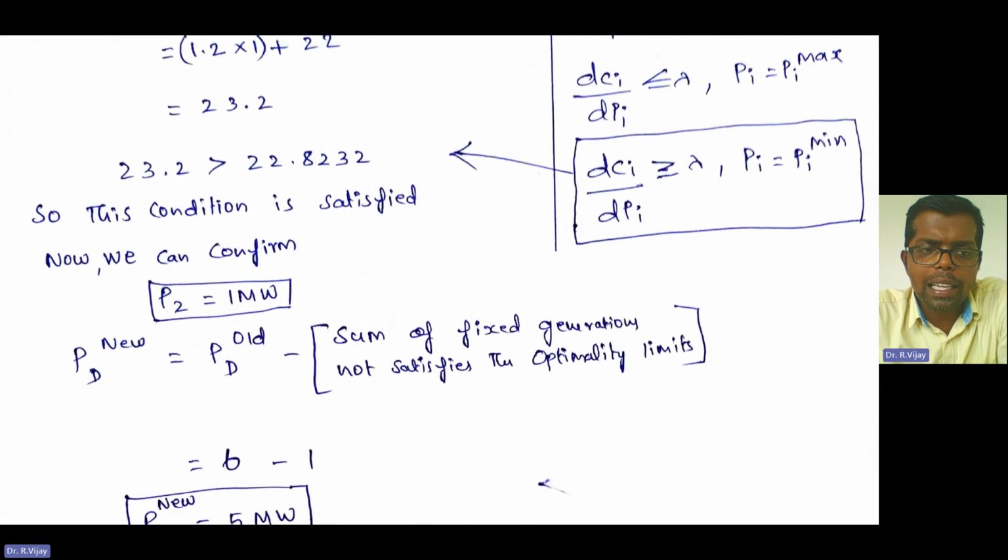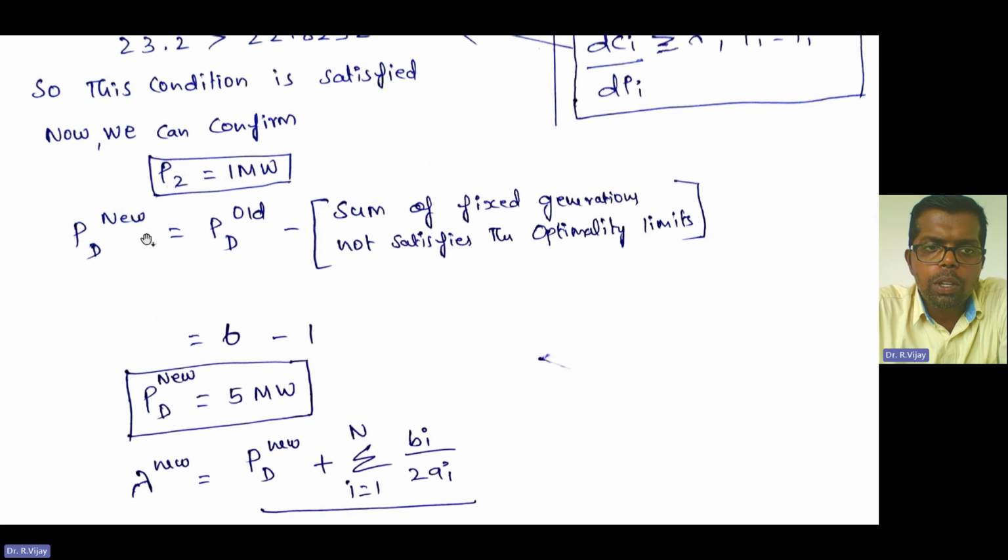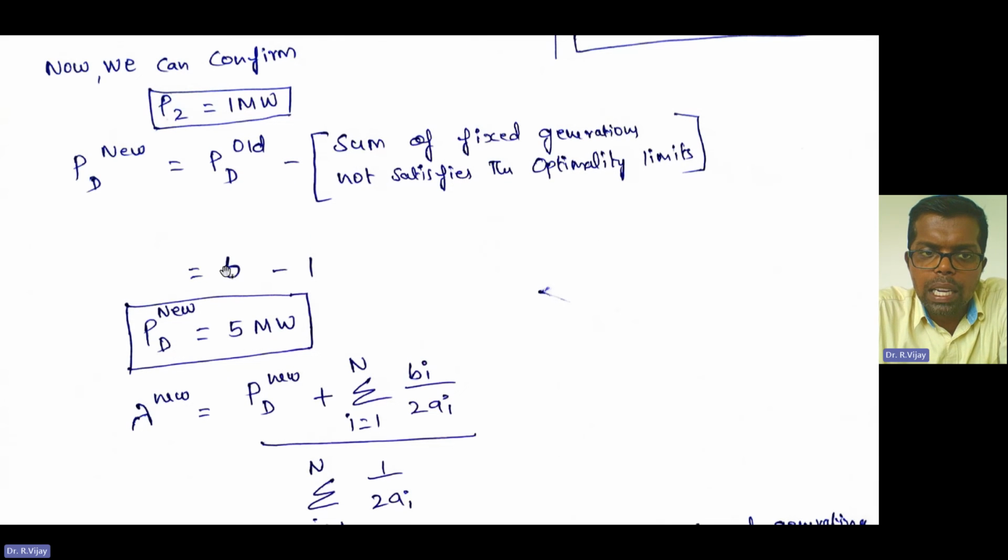We need to calculate the new demand. What is the formula for calculating the new demand? PD new is equal to PD old minus the sum of fixed generation that does not satisfy the optimality limits. So PD old, the value you have taken as 6 megawatt, minus the sum of fixed generation not satisfying the optimality limits, that is 1 megawatt. So 6 minus 1 is 5 megawatt. So PD new is equal to 5 megawatt.